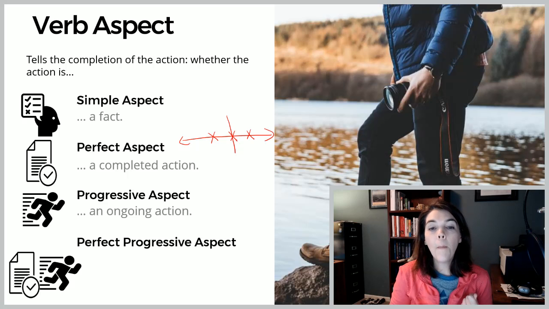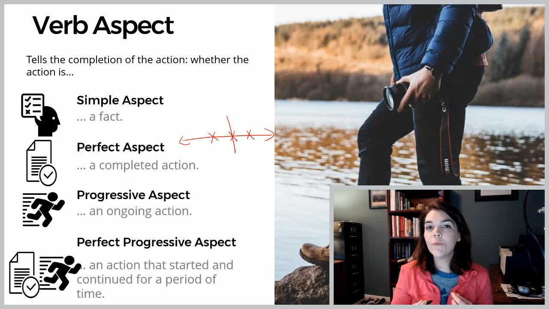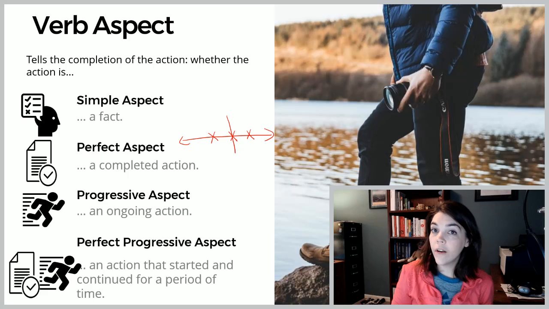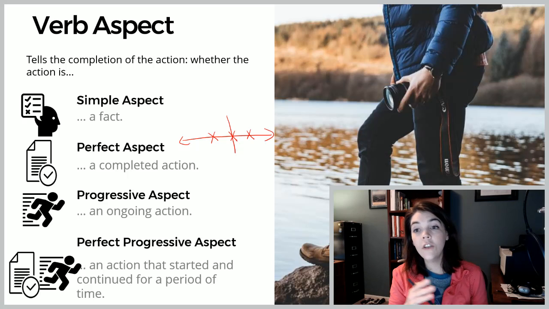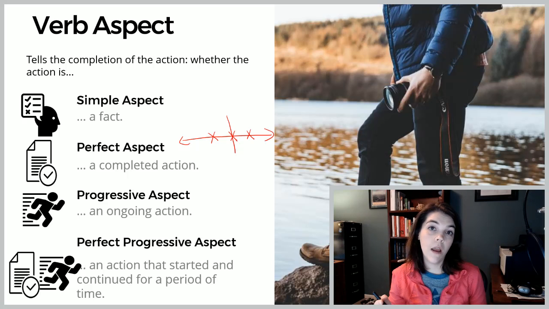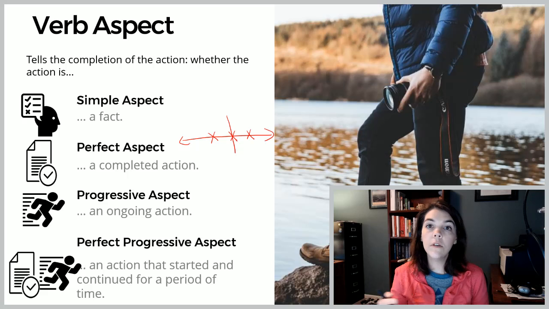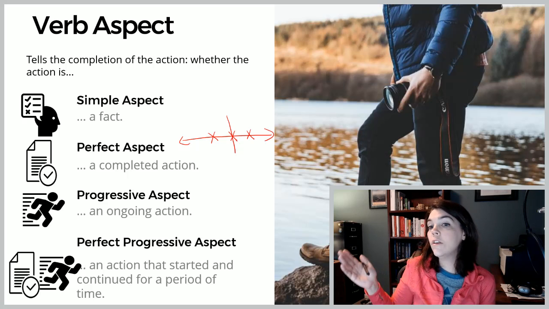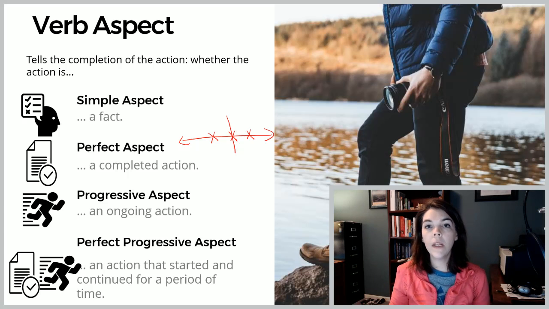And perfect progressive just makes you do all these mental gymnastics, because it refers to actions that started at a time and continued on for a period of time. They could continue to the present. They could continue on into the future, but it has a combination of starting and ongoingness.